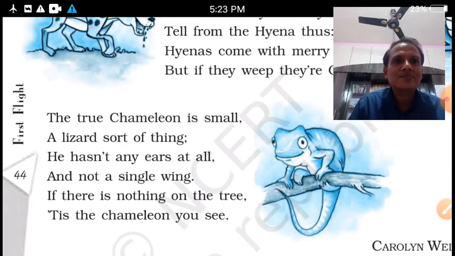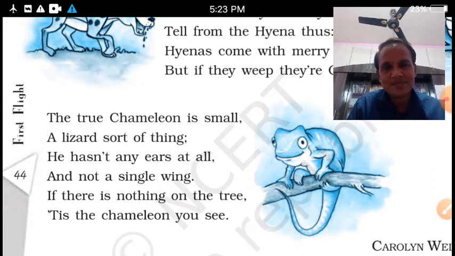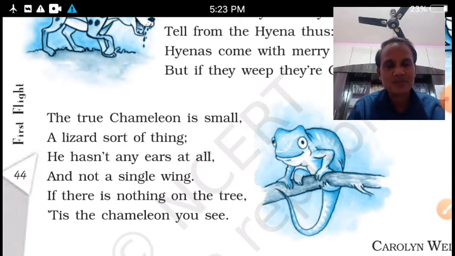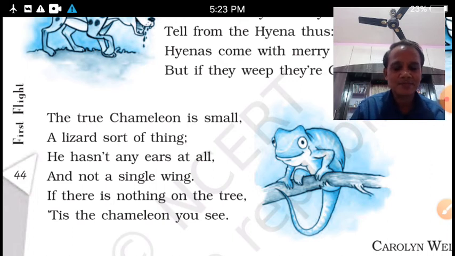The true chameleon, we call it गिरगिट, बार बार अपना रंग बदलता है ये एनिमल, which change its color as per the places. Also he adjusts himself according to the background, and therefore it is quite not easy for a person to find out the chameleon. A lizard sort of thing, he hasn't any ears at all and not a single wing. If there is nothing on the tree, it is the chameleon you see.